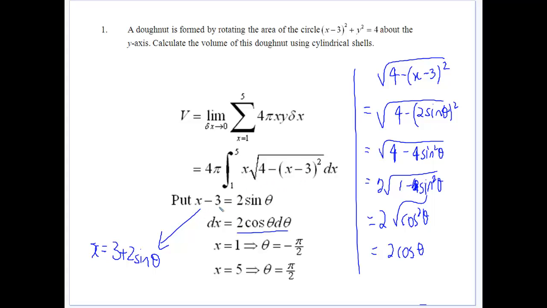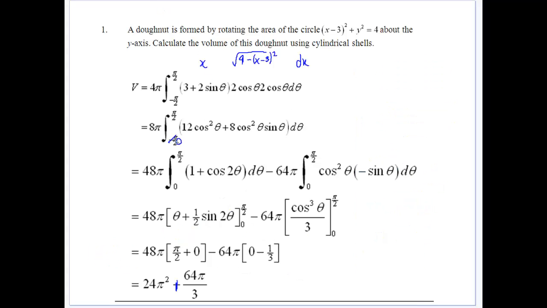This one we need to do a substitution of x minus 3 equals 2 sine theta. So dx would equal 2 cos theta d theta. We could write x as 3 plus 2 sine theta as well, because that's got to go in there. We change our limits of integration, so x equal to 1 becomes theta equal to minus pi on 2, and x equal to 5 becomes theta equal to pi on 2. We do our substitution, and that part becomes 2 cos theta, which works out rather nicely. So check out the algebra there, how that happens.